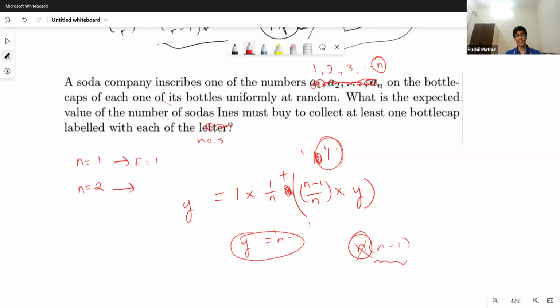Now if I make n equal to 2, the idea is that the first bottle I need, I can get in just one step. And now that I have got one bottle, there is one bottle left for me to get. How much time does it take me to get that one bottle? That is the question. So if anyone gets an idea on how to solve it for n equal to 2, go ahead.